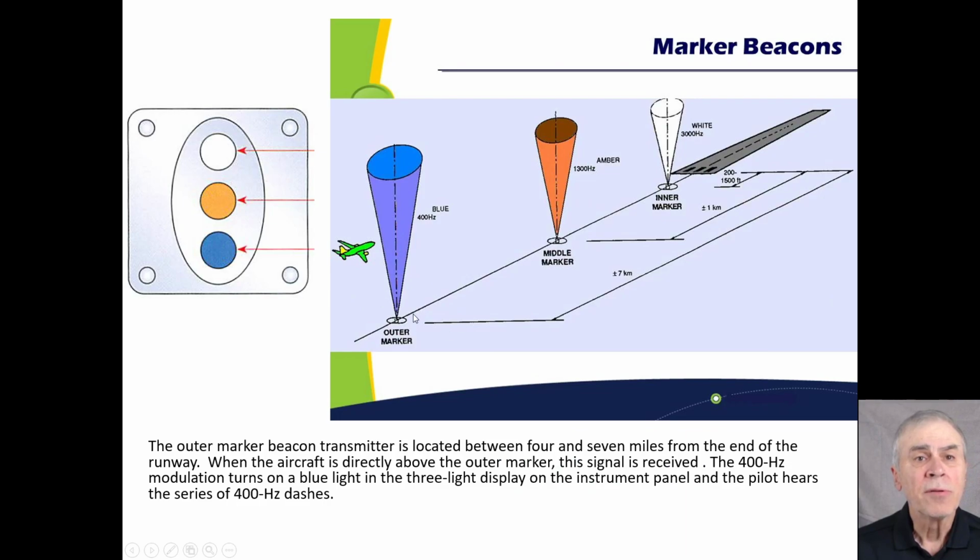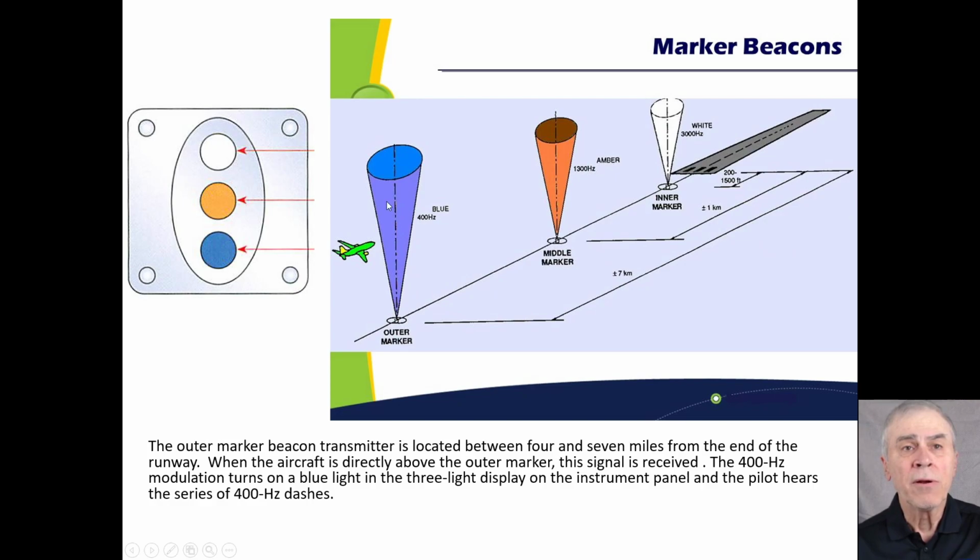The marker beacons, we've already discussed the outer and the middle. There's an illustration of an inner. That's on the largest airports, the ones that actually have augmented landing systems, which I guess is a part of this. Some fun facts: the outer marker beacon transmitter is located between 4 and 7 miles from the end of the runway.